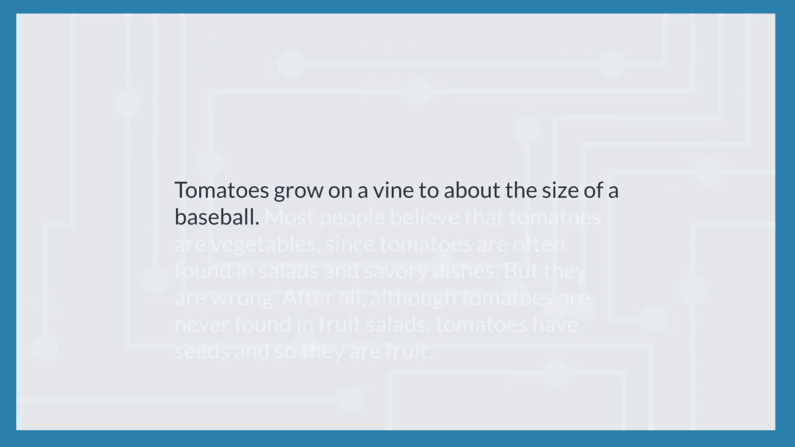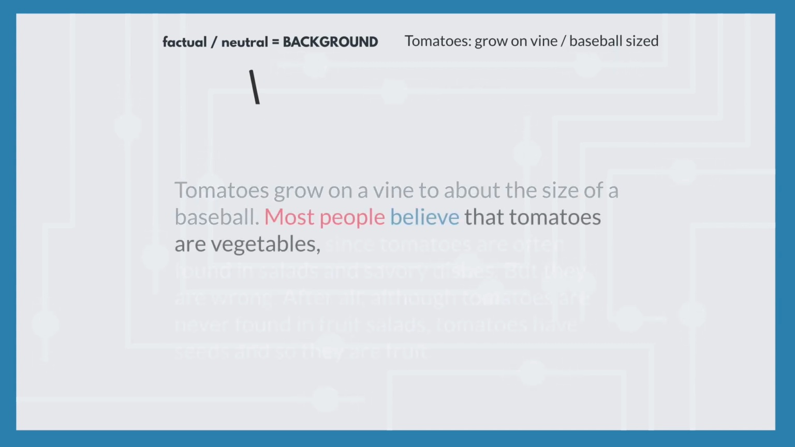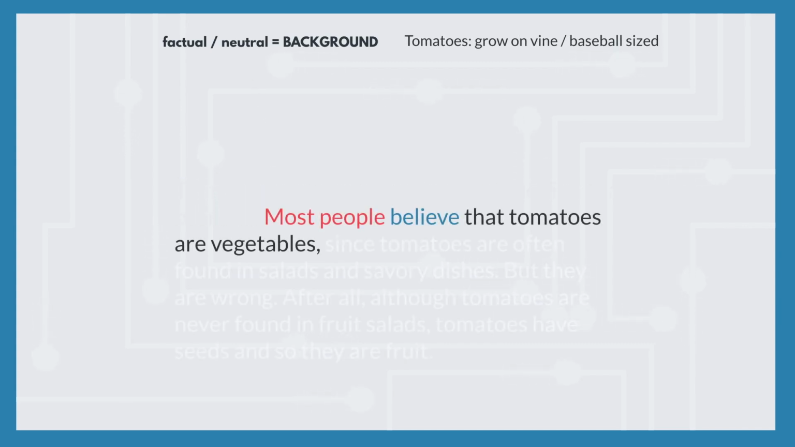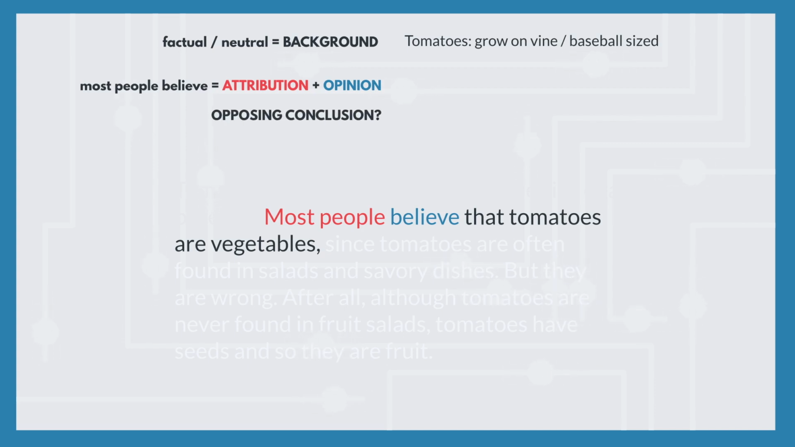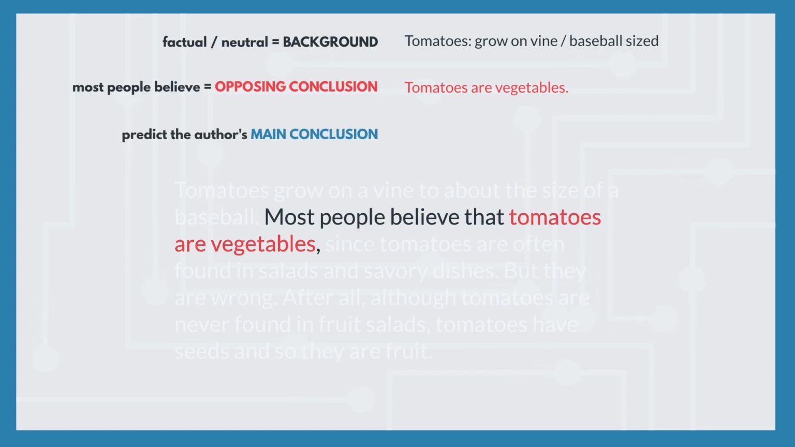Welcome back. So this looks like a background fact. It's just telling me how big tomatoes grow. There's no opinion there. Most people, we would say, is an attribution, and believe is an opinion. And frequently, somebody else's opinion will be an opposing conclusion. As soon as we see since, we realize, okay, this is a conclusion. So other people are saying tomatoes are vegetables. I'm going to anticipate my author will conclude tomatoes are not vegetables. I'm waiting for that pivot to confirm that suspicion.